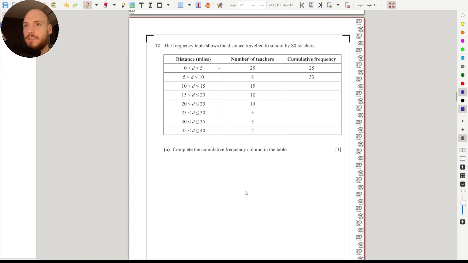Okay, so question 12. Cumulative frequency graphs. Lovely. Okay. So the frequency table shows the distance traveled by 80 school teachers. I instantly know this is going to be 80. Cumulative frequency, we add all the frequencies up together.